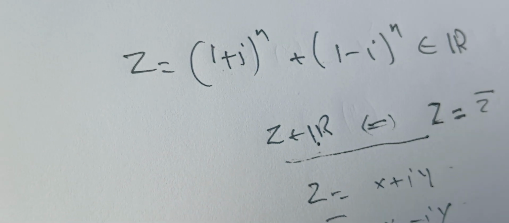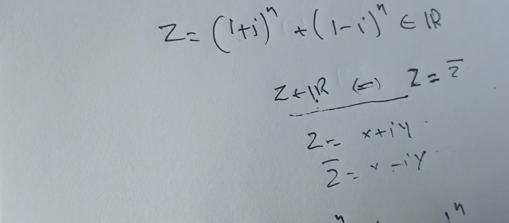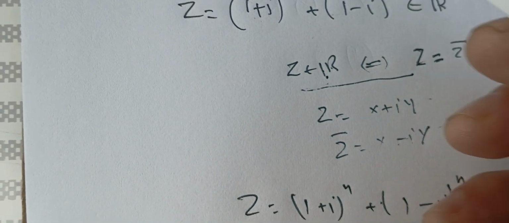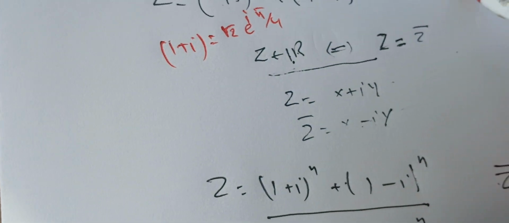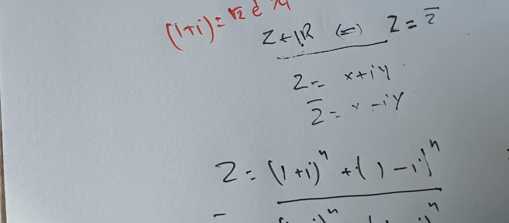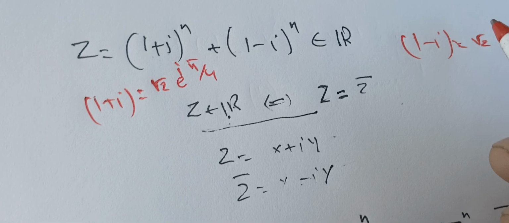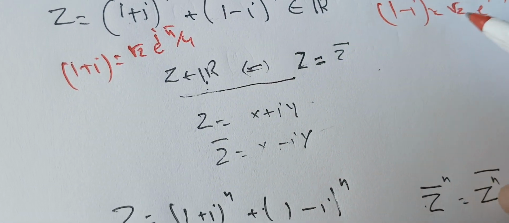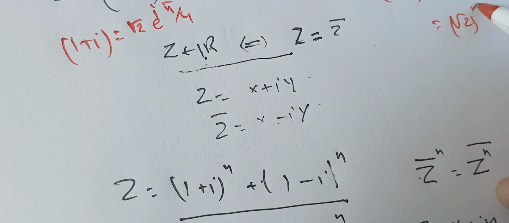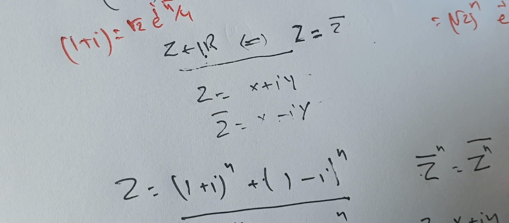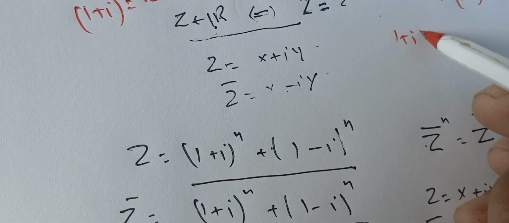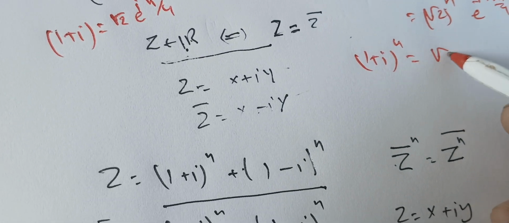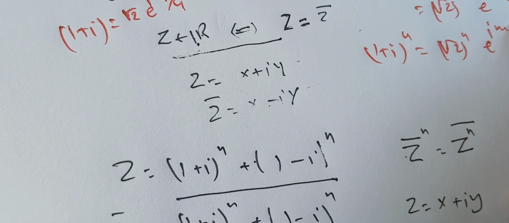Another way we can prove this result is to note that 1 + i in its exponential form is square root of 2 e^(i pi/4), and 1 - i is square root of 2 e^(-i pi/4). Once we take the n-th power, we get square root of 2 to the power n, e^(-i n pi/4) for the second, and for 1 + i to the power n, square root of 2 to the power n, e^(i n pi/4).